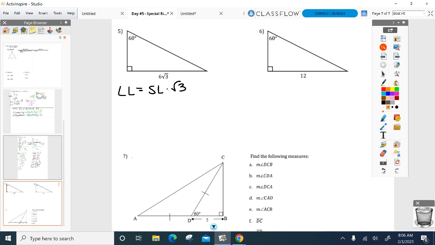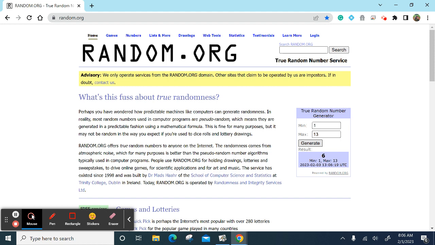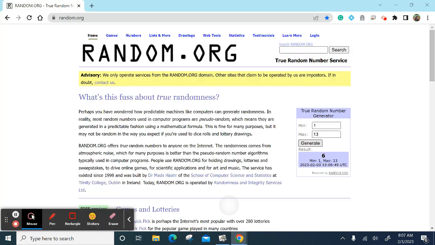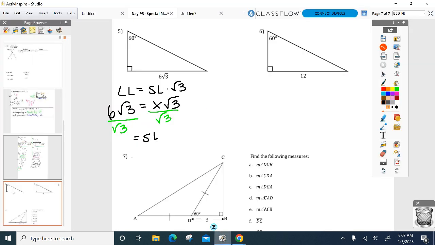Plug it in. 6 radical 3 for the longer leg equals shorter leg. You can keep SL if you want, or you can make it an X, times radical 3. How do you get the radical 3 out of there from yesterday? Divide by radical 3. I'll make that shorter leg again. What's the length of your shorter leg now? 6. The radical 3's cancel.